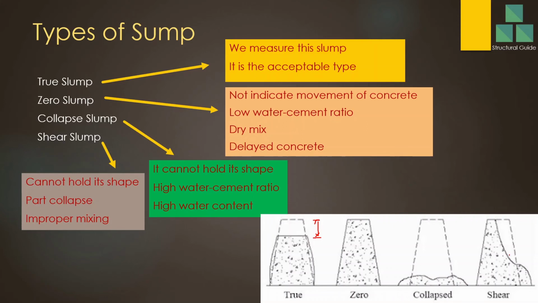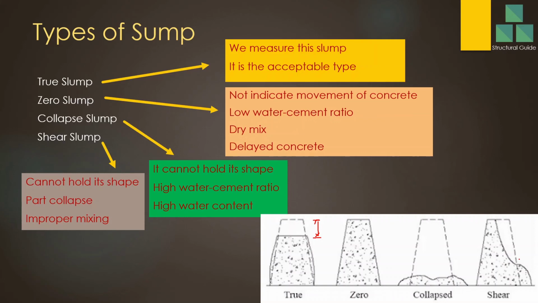Shear slump. This also we can't accept at site, because part of the concrete has collapsed. There is an issue in the consistency of the concrete. So the expected cohesion is not there. If at the slump test you find a shear failure like this, in this kind of slump also we are not going to accept.